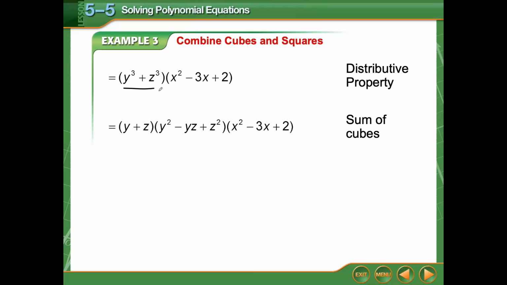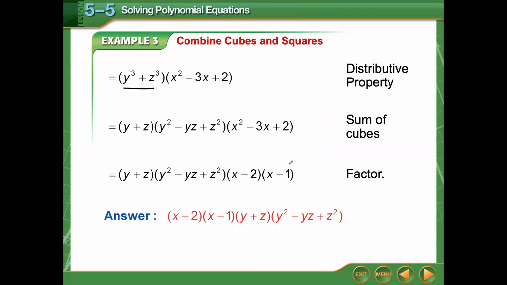So using the pattern, you get y plus z times y squared minus yz plus z squared for the sum of 2 cubes. And then now we're going to take a look at x squared minus 3x plus 2. By factoring it, we get x minus 2 and x minus 1. So our final factored form is x minus 2, x minus 1 times y plus z times y squared minus yz plus z squared. So you had to do about 3 different types of factoring here.